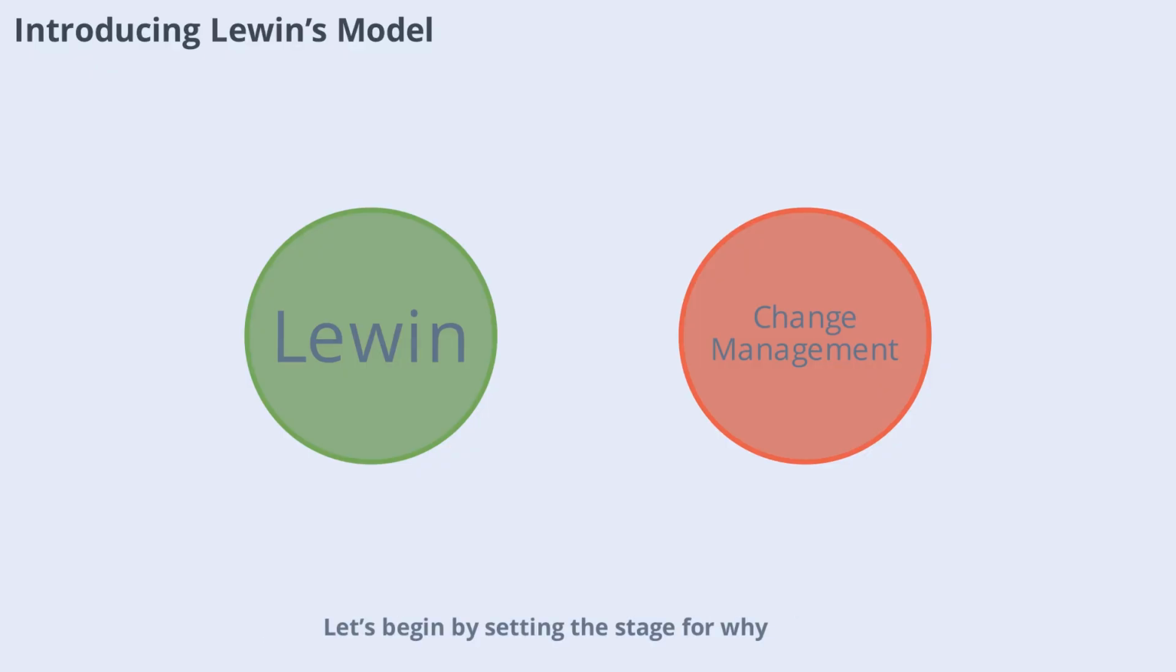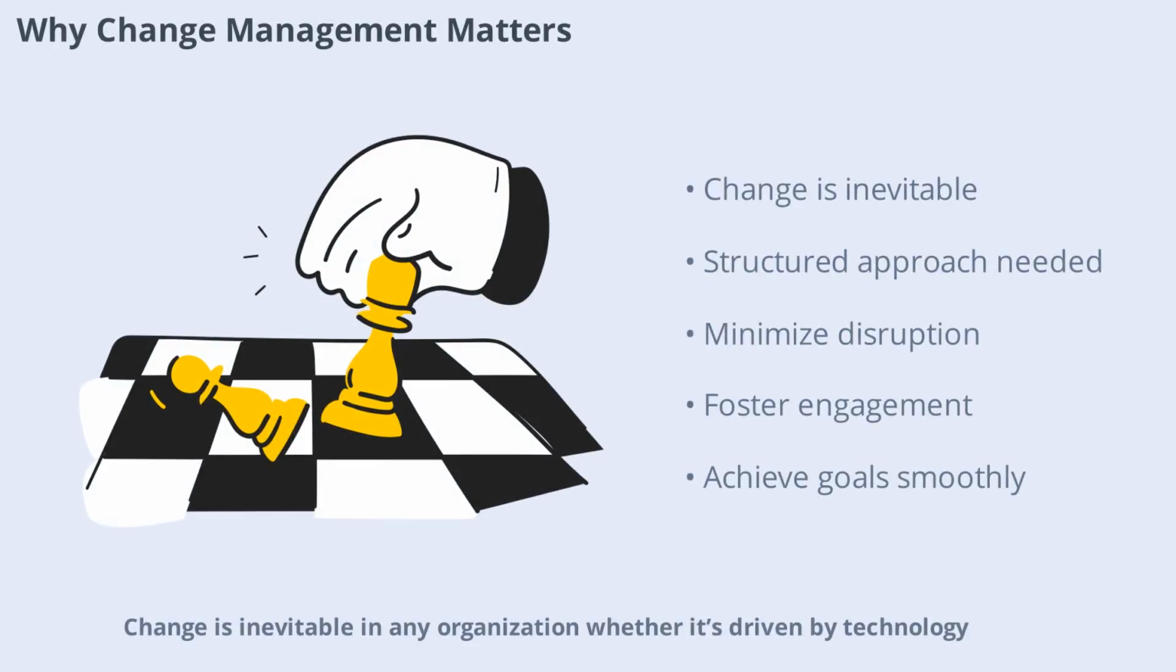Let's begin by setting the stage for why change management is crucial in today's fast-paced environment. Change is inevitable in any organization, whether it's driven by technology, market demands, or internal growth. Without a structured approach, transitions can lead to confusion, resistance, and inefficiency. Lewin's model provides a clear roadmap for navigating these challenges, helping leaders and employees understand the process and their roles within it. By mastering change management, organizations can minimize disruption, foster engagement, and achieve their goals more smoothly.